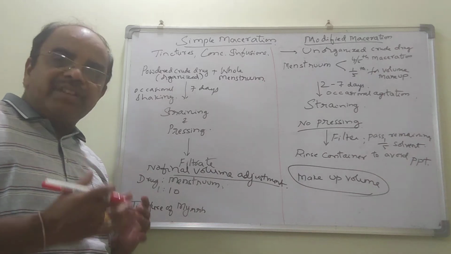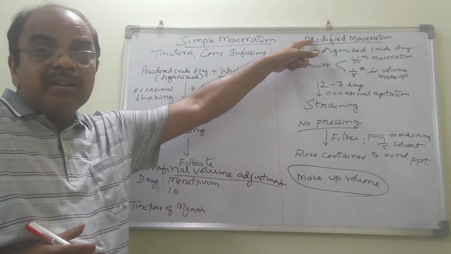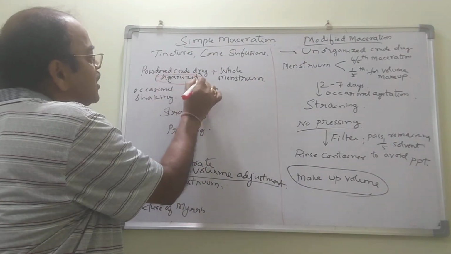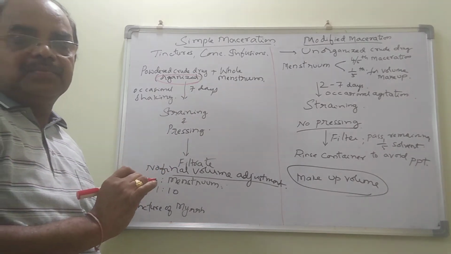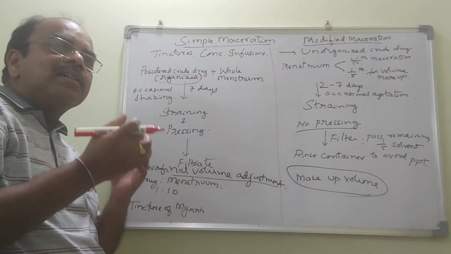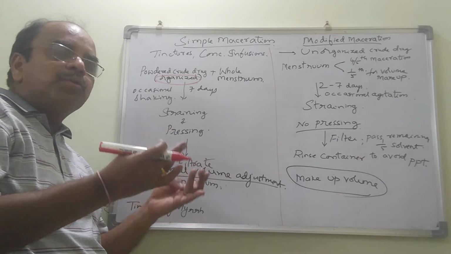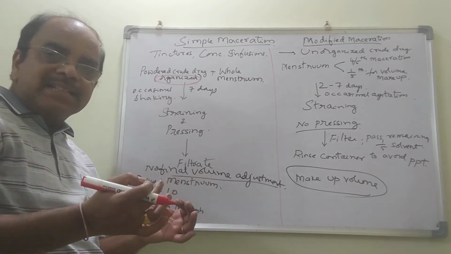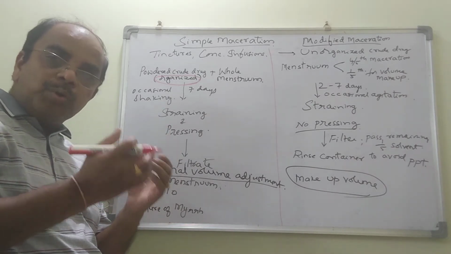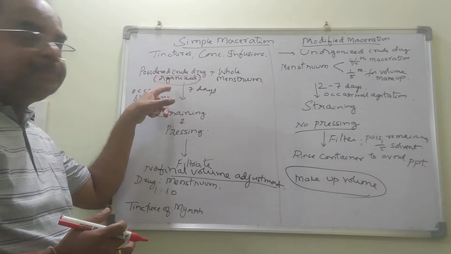As I told you, maceration may be simple or modified maceration. Simple maceration is for drugs which have an organized cell structure. Organized drugs may be aerial parts or subterranean parts. Aerial parts means leaves, fruits, flowers, buds, stem, bark. Subterranean parts, roots and rhizomes, come under the organized.